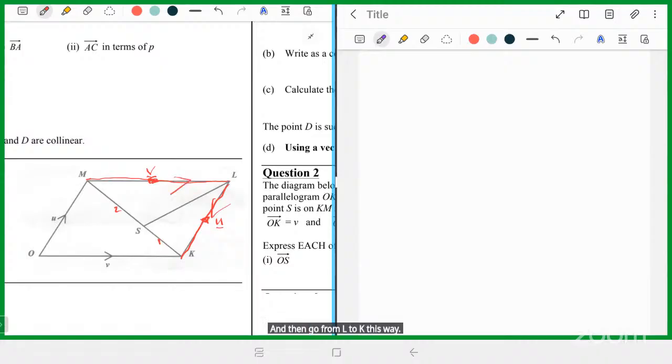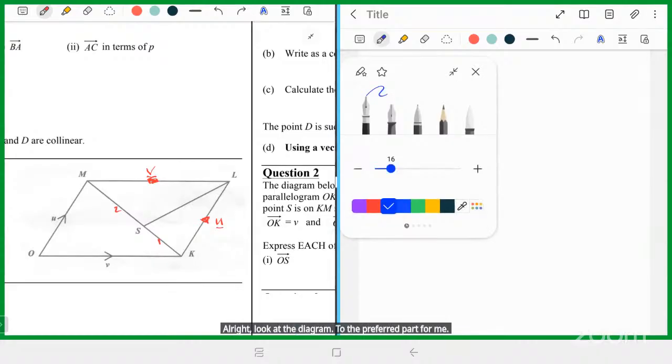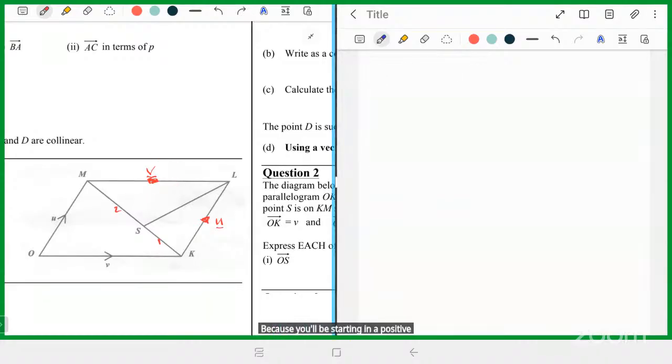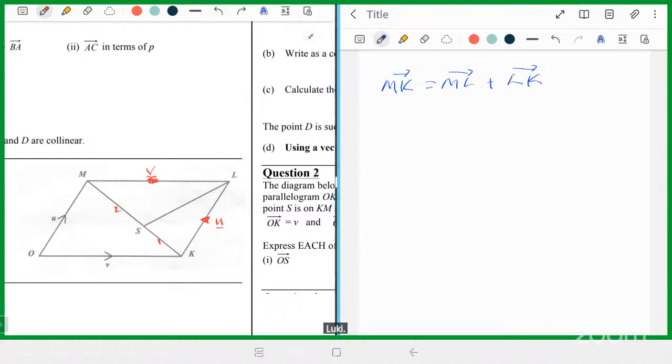Now, looking at the diagram, that is the preferred path for me because you'll be starting in the positive direction of this vector. So I would say to go from M to K, I'm going to go M to L first. And then the plus means and then I'm going to go L to K. And it shows the M to L is just V, and the L to K is a negative U.